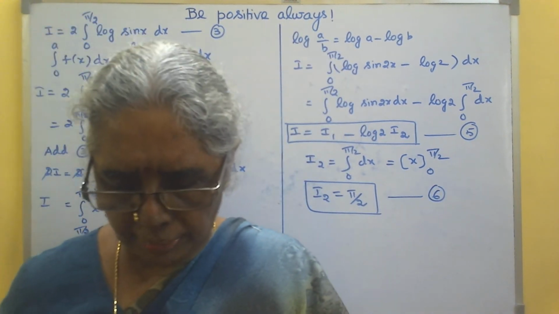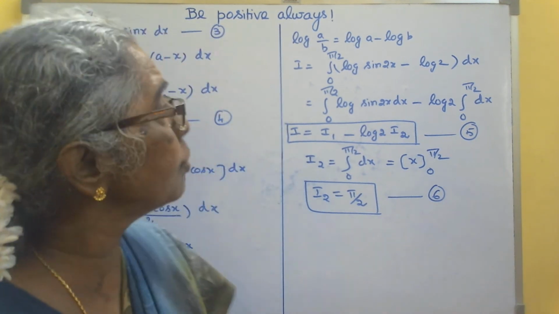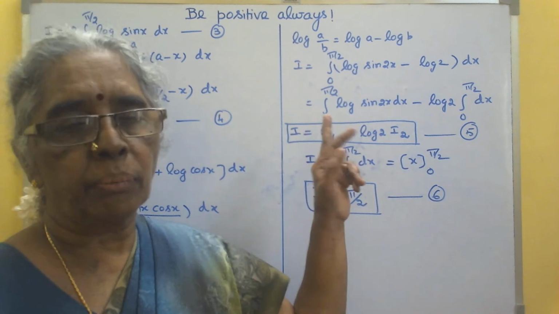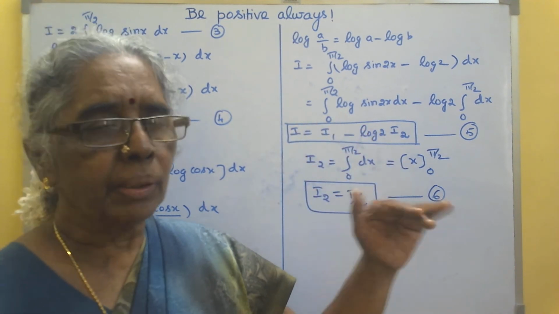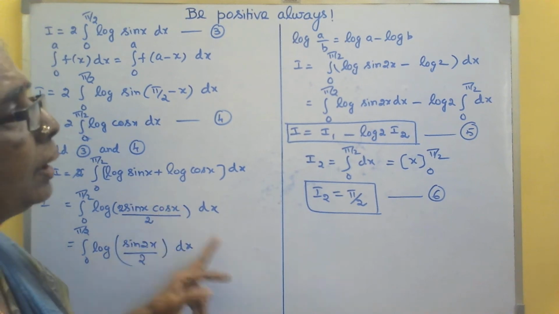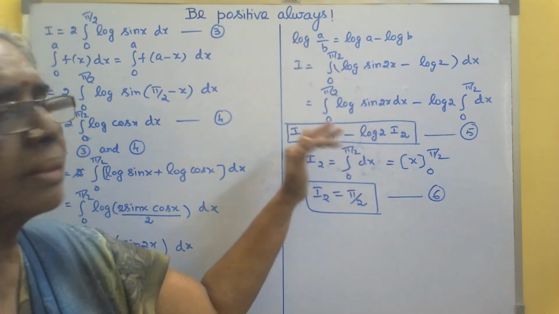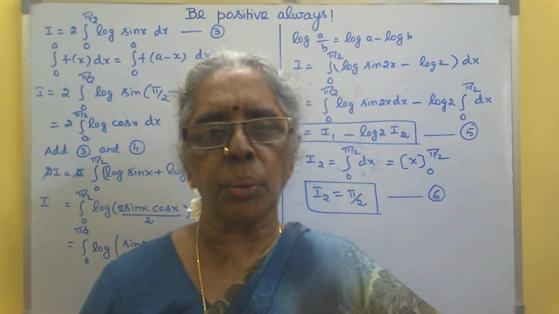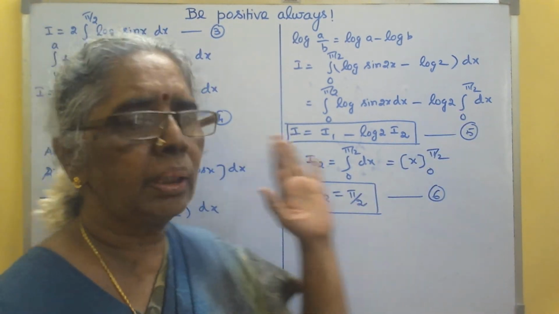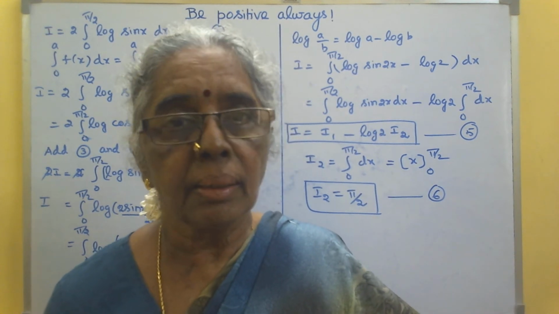So now the only thing that remains is to integrate I1 and then substitute in this 5. Do you follow up to this? Because you already know you are using this property, you have combined, used the log rule, a new log rule, and then split into two integrals, representing them as I1 and I2, and I2 is very simple. You got I2 is equal to pi by 2. Hope up to this you are clear. Now let us proceed further.